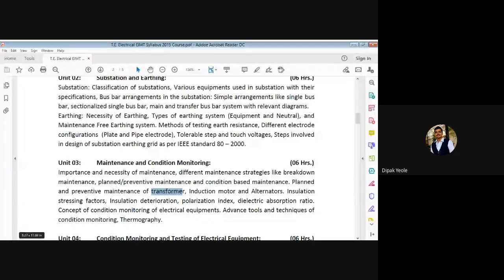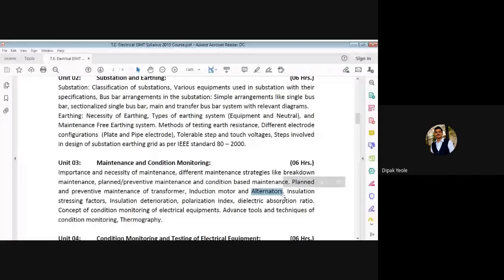Ultimately, we are interested in the revenue. The equipment which we are using inside our industry is generating some revenue for us, and that is how we take care of our labor and daily expenses. So one can say we have to take care of the transformer, induction motor, and alternators. Alternators are also called synchronous generators, and we are going to see that.